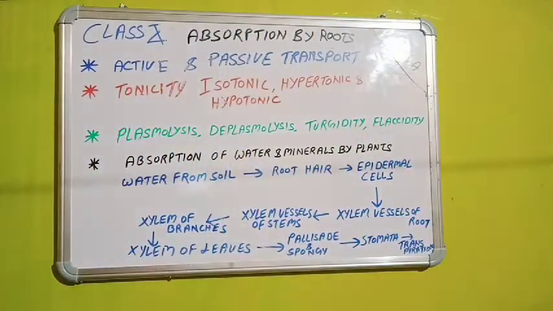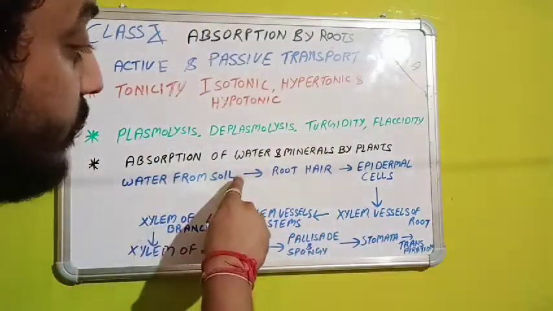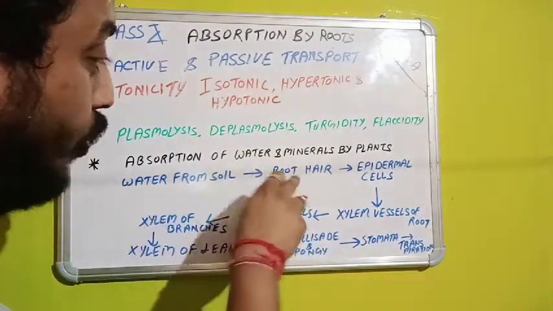Now, next is absorption of water and minerals by plants. I have made this flowchart for you. How? Water from the soil will go to the root here. First, water from the soil will go to the root.